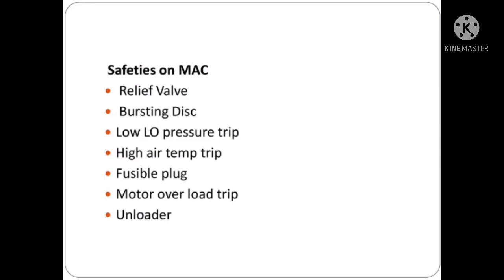Then there is an unloader. The unloader is used to reduce the starting torque on the motor. It will unload the cylinders, reducing the starting current, and when it reaches 85%, it will load the cylinder and start compressing.